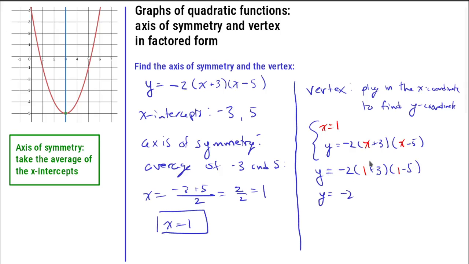So negative 2 times, 1 plus 3 is 4, and 1 minus 5 is negative 4. Negative 8 times negative 4, the negatives are going to cancel, and we're going to end up with positive 32. Okay, so the x-coordinate was 1, and now we've just shown that the y-coordinate is 32, so the vertex is at 1, 32.